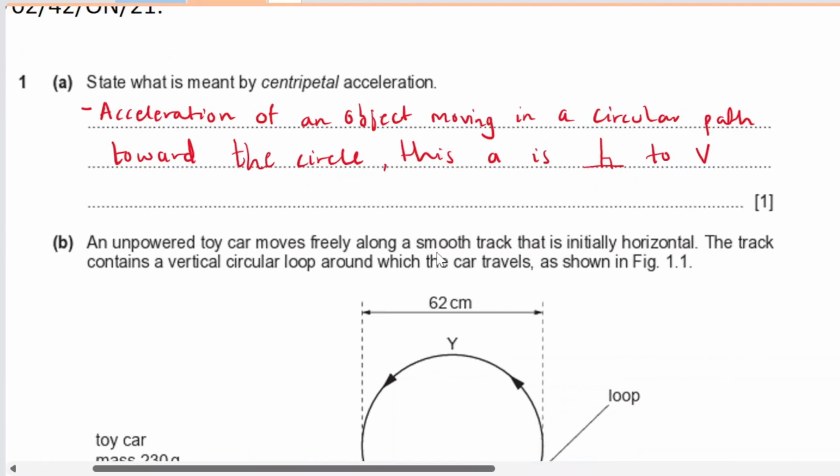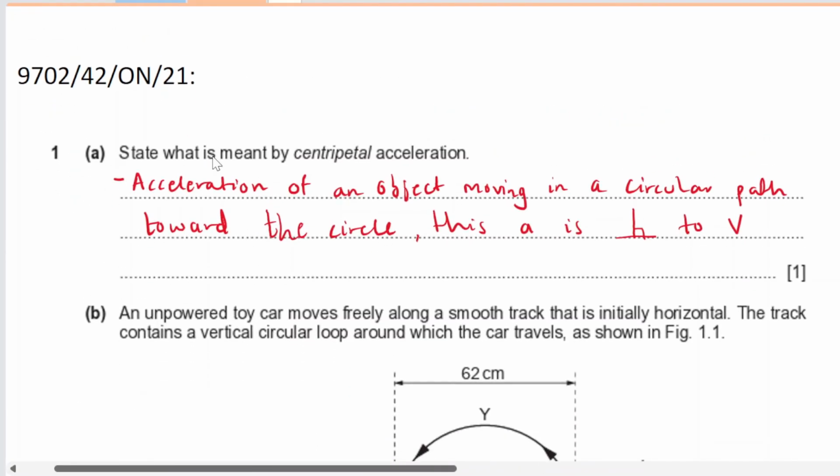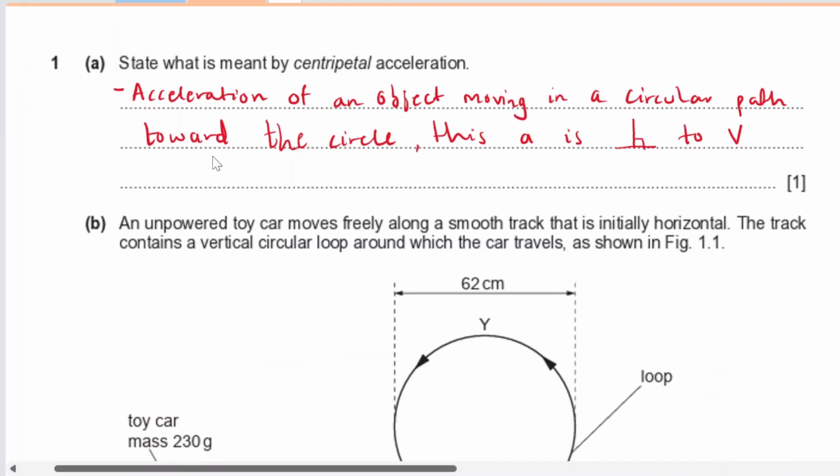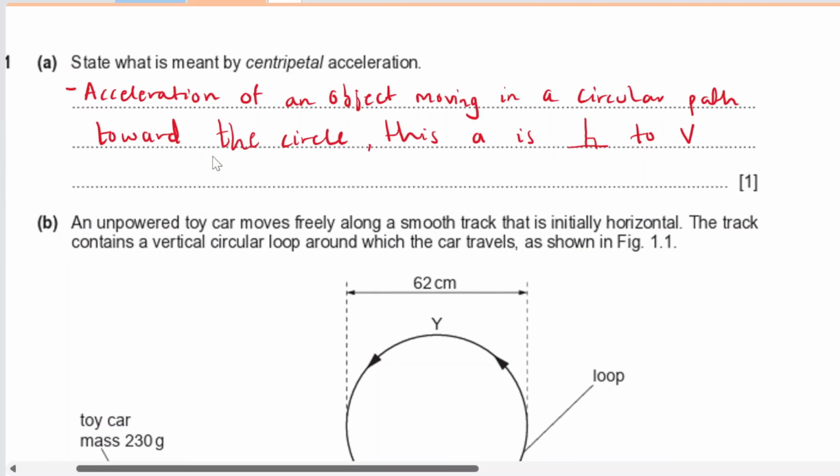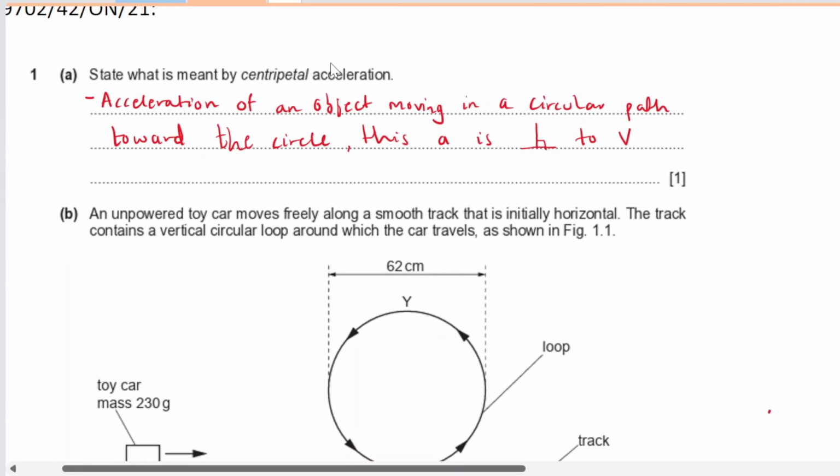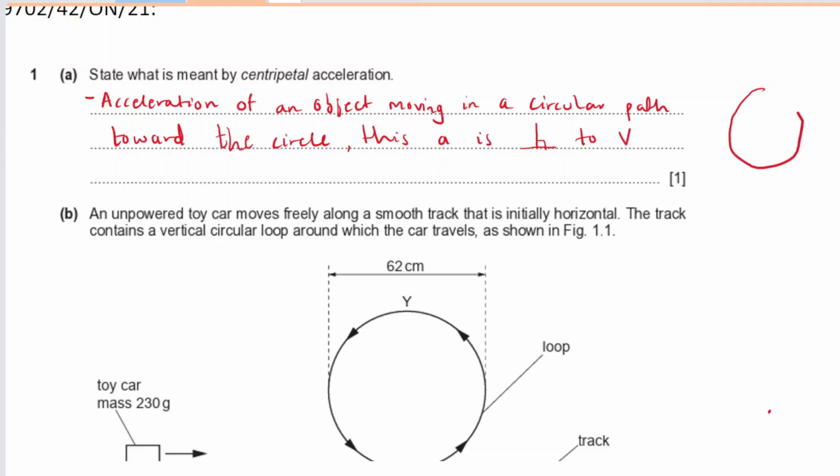Okay, let's go to question 2. This is from ON 2021. The first question says, what is meant by centripetal acceleration. So the main point over here is that when you have an object which moves in a circular path, right? So you have, let's say, this car, it moves in a circular path. Now what happens is that there is something which is pushing it to go in a circle, right?